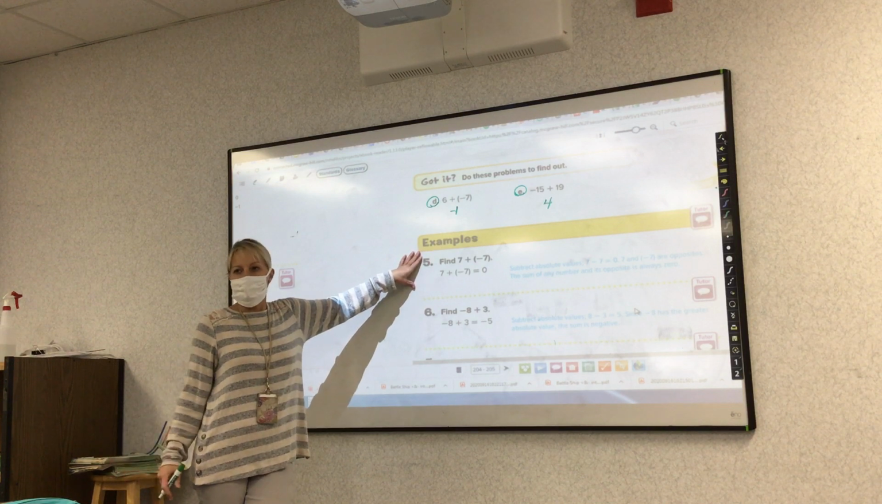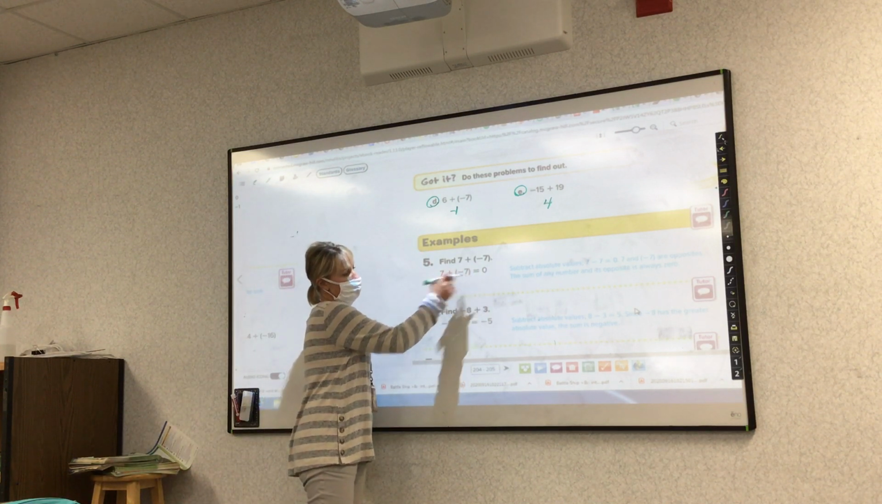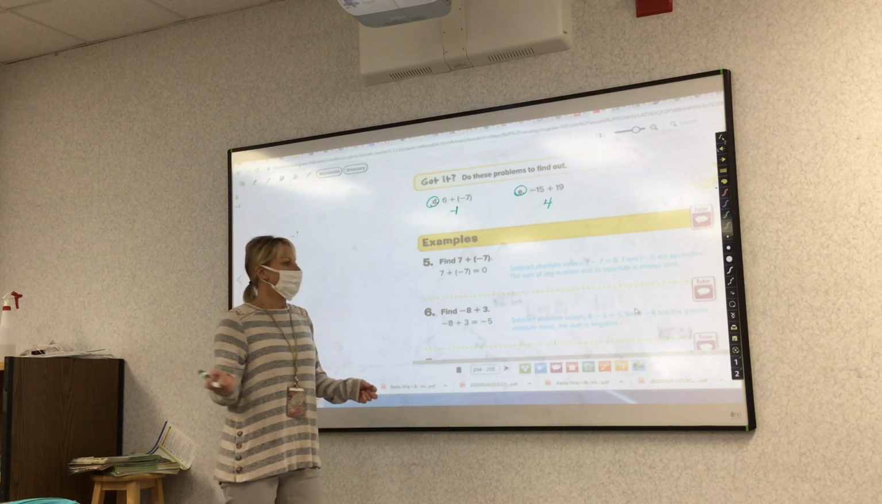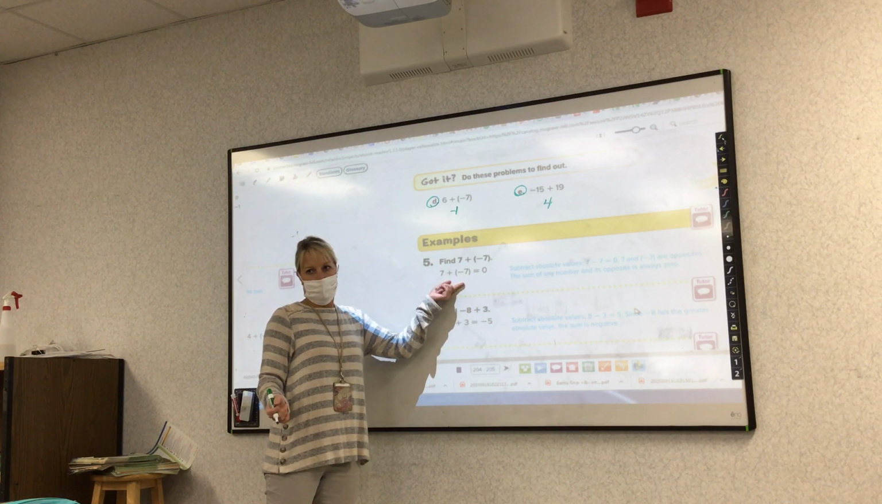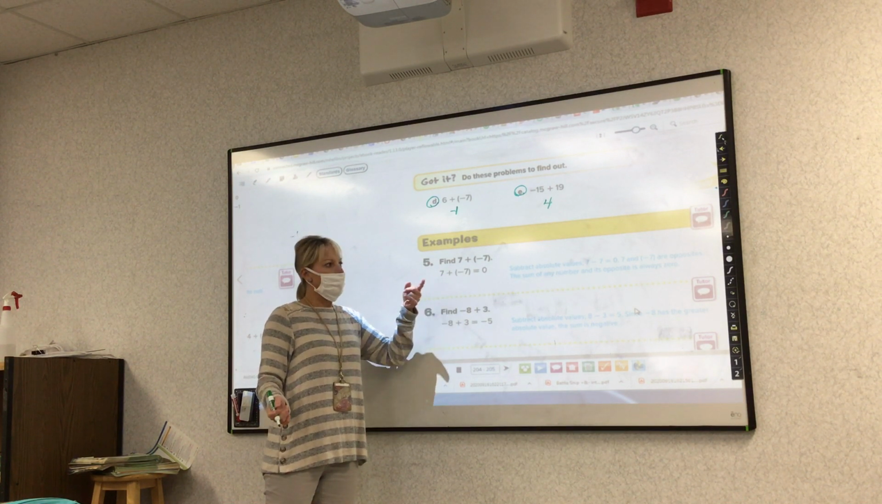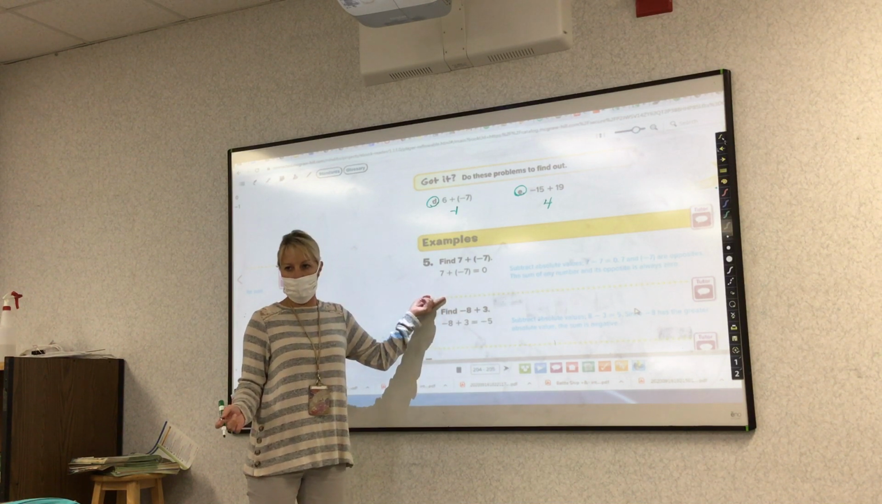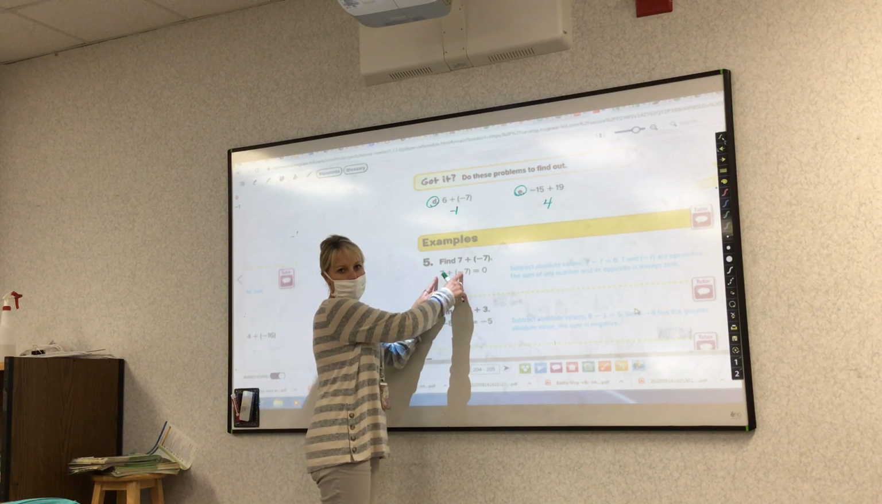These are the same types of examples. The only difference is they've got some negatives and some parentheses. But look at this one. I have 7 plus a -7. That's 0, right? What property is this? Something we just learned. Symmetric. These numbers are opposite.